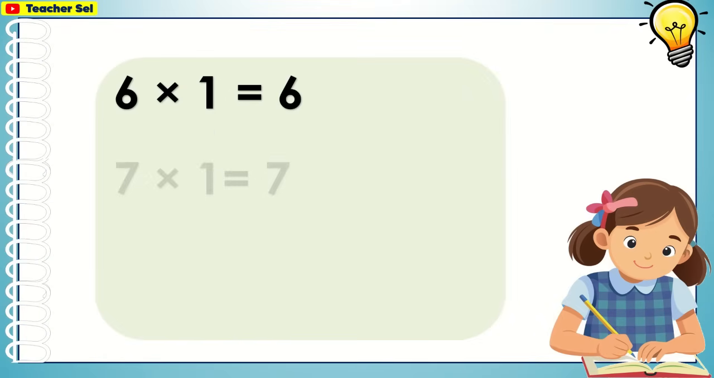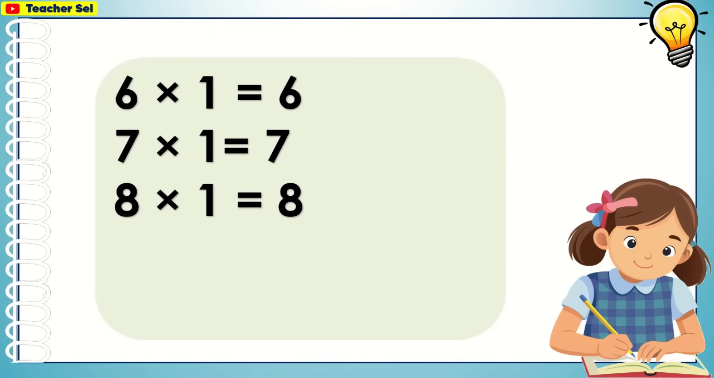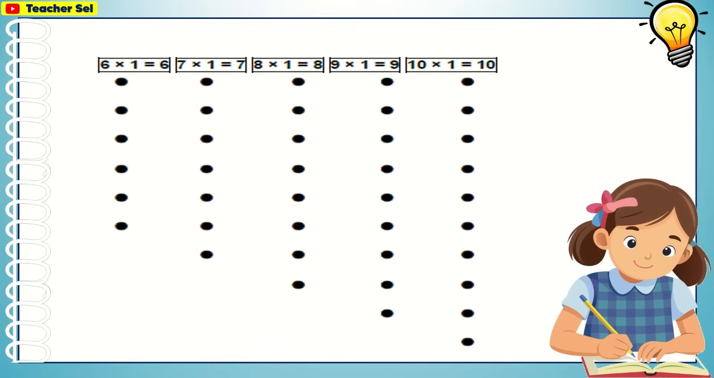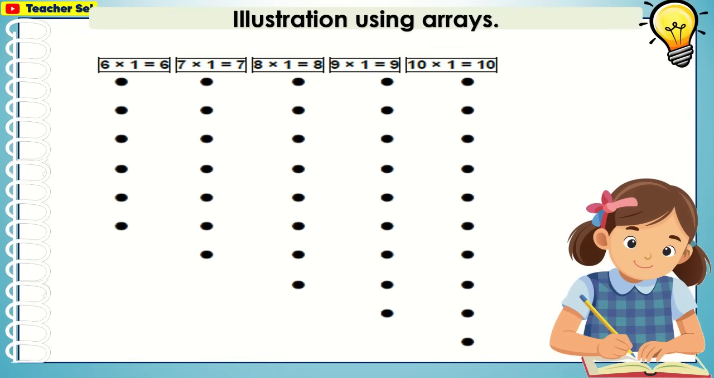6 times 1 equals 6. 7 times 1 equals 7. 8 times 1 equals 8. 9 times 1 equals 9. 10 times 1 equals 10. Illustration using arrays.